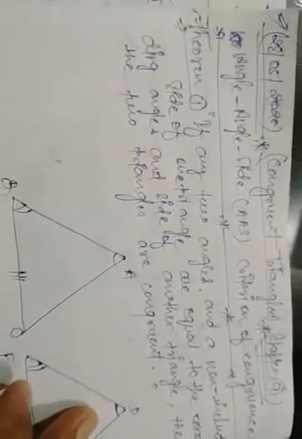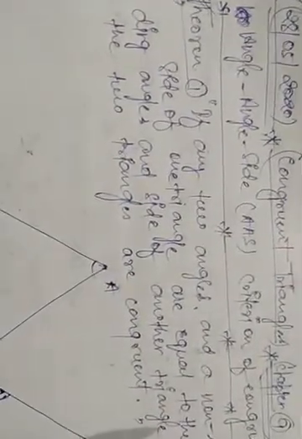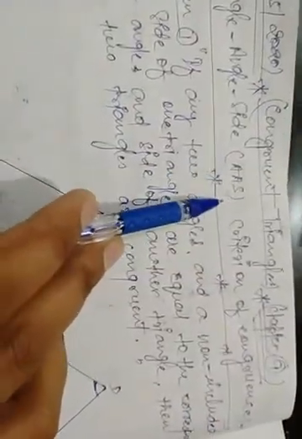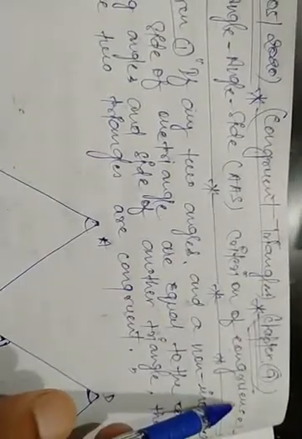Yesterday we discussed ASA as a criterion of congruence. Today we discuss the angle-angle-side criterion of congruence, that is, the AAS criterion of congruence. Let's see the theorem. This is a very important theorem.